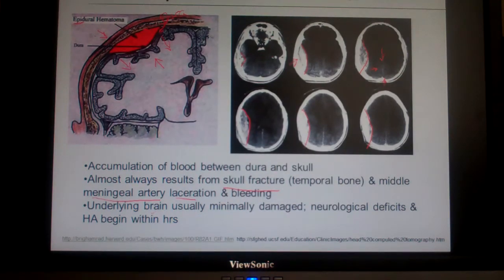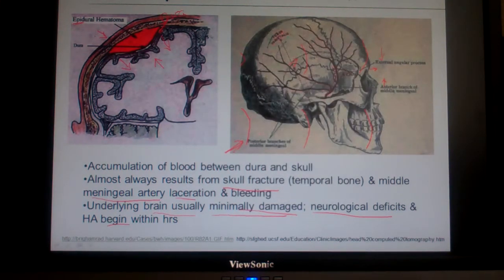But the brain is usually not the problem. That's usually minimally damaged, if at all. The problem is when it starts pressing on the brain, then you start seeing all these nerve deficits and the headache, and then you start seeing the major problems. But the brain itself isn't damaged by the accident or the trauma or anything. It gets damaged as it gets pressure on it all the time. And now that I have drawings all over this thing, it's a little hard to see, but it was just showing you the different arteries.